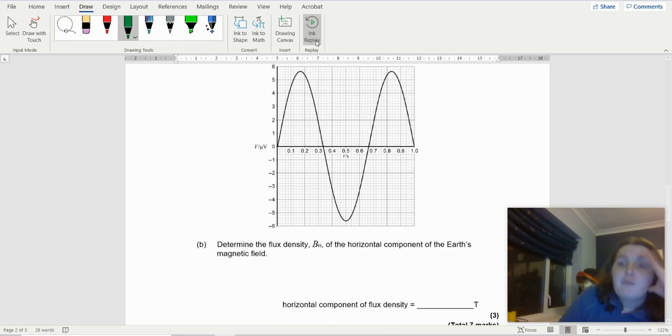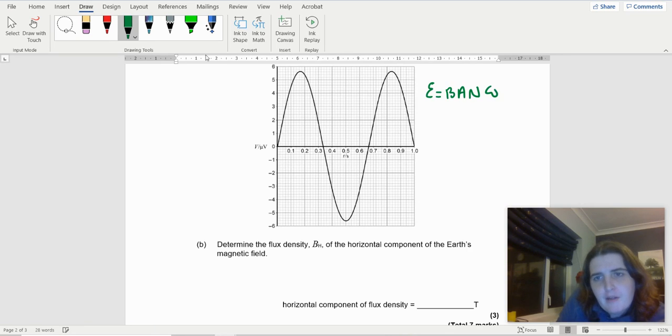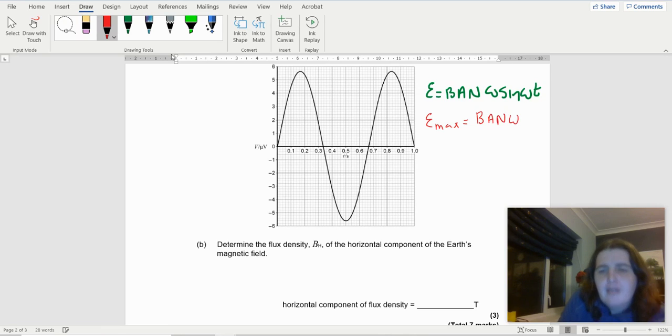So when you're dealing with the word rotating, and when I say rotating, I mean it's spinning around and around and around, not just going from this position to this position. It is spinning round and round, and you can tell that here. Use the formula EMF equals BAN omega sine omega t. And really importantly, we know that the maximum EMF is where this equals 1. So you've got BAN omega. I'm trying to find B.